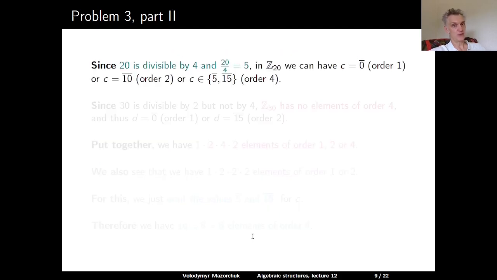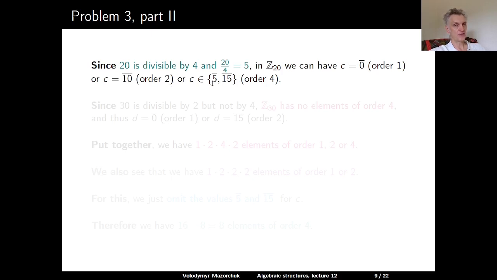20 is divisible by 4, and 20 divided by 4 is 5, so that Z20 has 4 elements of order which is divisible by 4. So we have the identity element 0, which has order 1. We have the class of 10, this is 2 times 5, it has order 2.